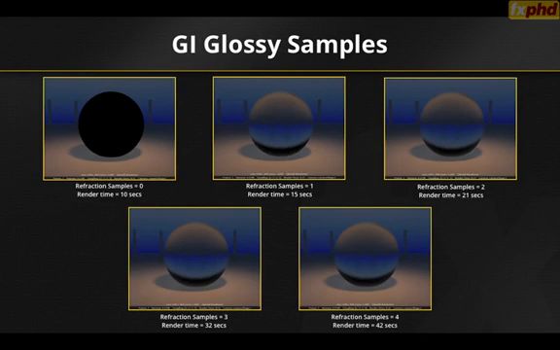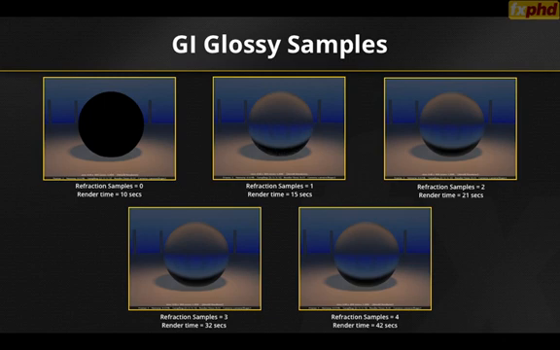Now here are some examples that I've done. A refraction sample of 0 and a render time of 10 seconds basically means that you cannot see through the object. If you set it to 1, you can now immediately see through the object, but the refraction, which I've made a kind of frosted glass look, is pretty noisy, and we're getting a render time of about 15 seconds.